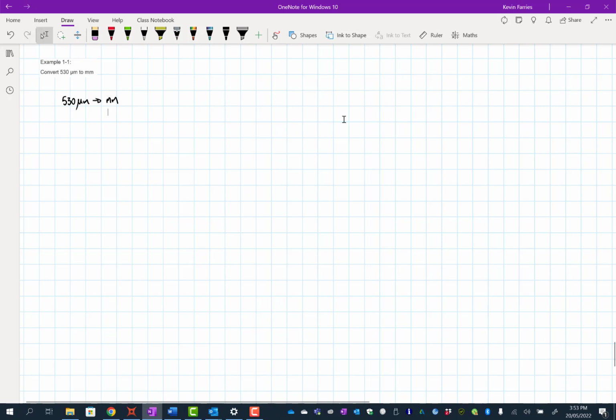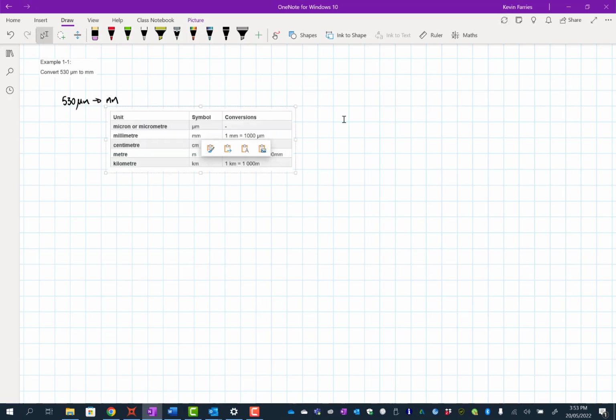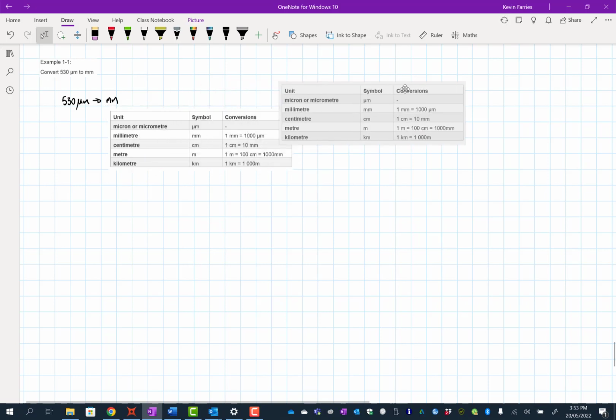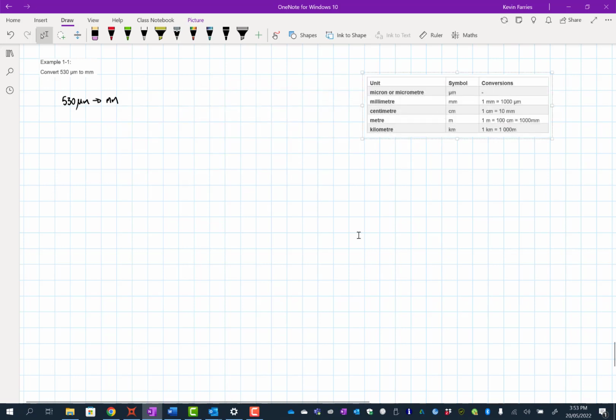The first thing we want to do is have a look at our course notes and find a conversion factor for that. Okay, so we've got those there. We're working between millimeters and microns, so we want something that'll convert 1 millimeter into microns. So it's that one there. We know that 1 millimeter is equal to 1,000 micrometers or microns.